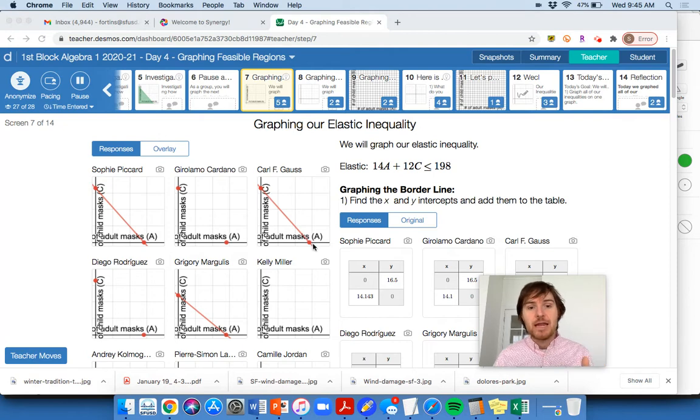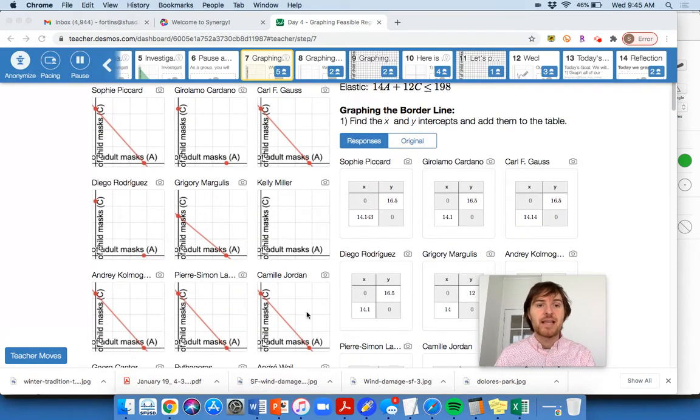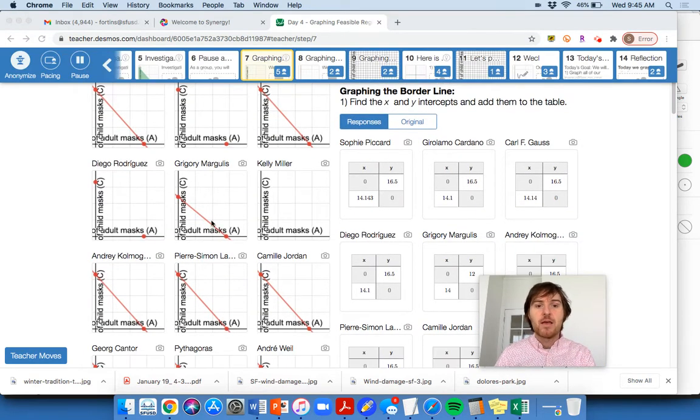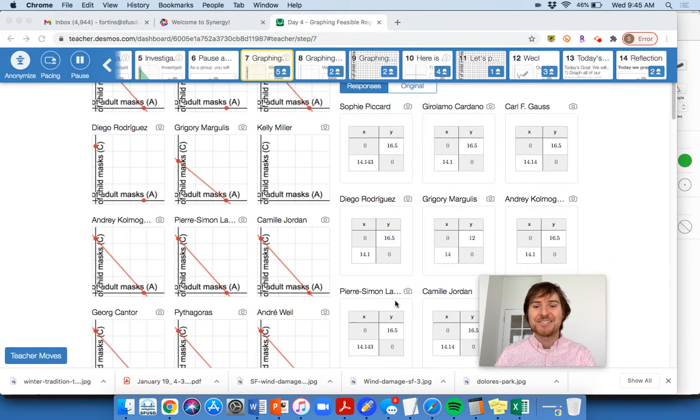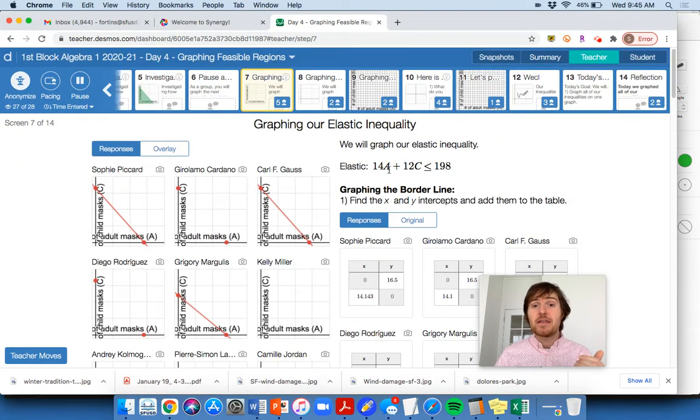So you guys did great here. I was eyeballing this a second ago. It looks like this person, Gregory Margulis, probably had them reversed here. That was a common mistake that we had. So graphing the elastic inequality, you guys did that. I kind of reviewed that a lot here.